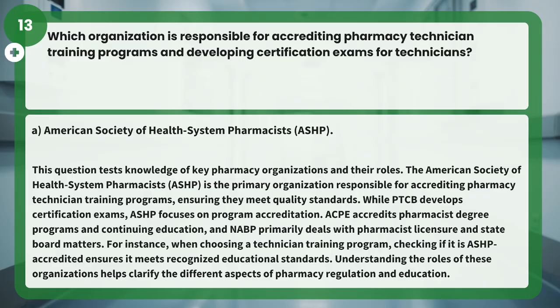ACPE accredits pharmacist degree programs and continuing education, and NABP primarily deals with pharmacist licensure and state board matters. For instance, when choosing a technician training program, checking if it is ASHP accredited ensures it meets recognized educational standards. Understanding the roles of these organizations helps clarify the different aspects of pharmacy regulation and education.